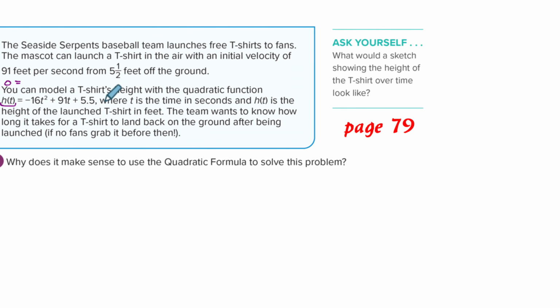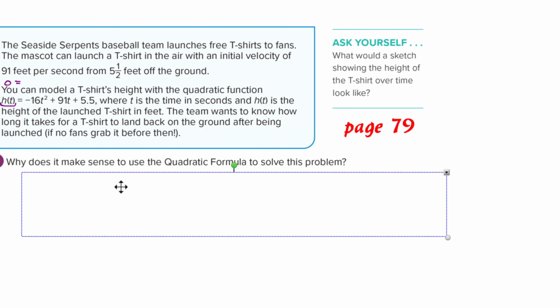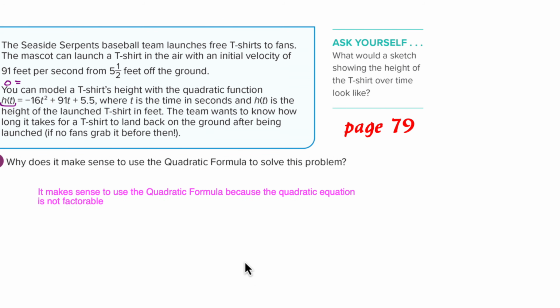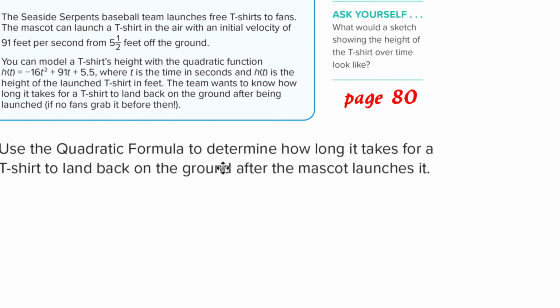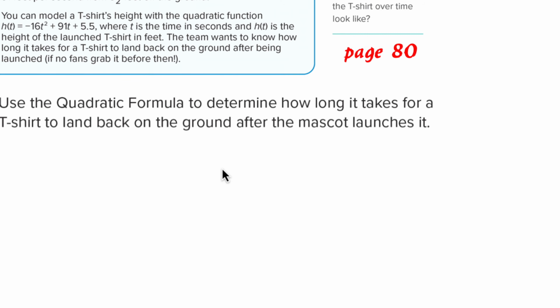And why can't we just factor it? Well, we have decimals. Factoring is ugly with decimals. We never want to factor with decimals. It's not really factorable. So we're going to use the quadratic formula to determine how long it takes for a t-shirt to land on the ground. Now we're on page 80, right? So my first step here, we're going to write down the quadratic formula.